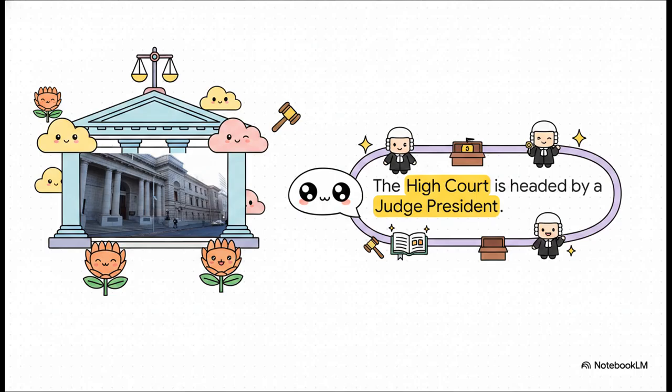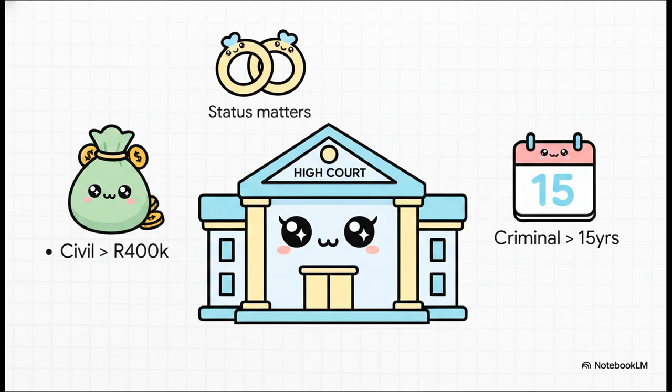And unlike the magistrates' courts we just talked about, the High Court is super versatile. It acts as a court of first instance for very serious matters, but it also acts as a court of appeal or review for cases coming up from those lower courts. For the High Court's jurisdiction, it's all about the limits. If a civil claim is more than $400,000, it bypasses the magistrates entirely and jumps straight to the High Court. If a criminal case is so severe it requires more than 15 years imprisonment or a fine over $600,000, boom, it goes here.